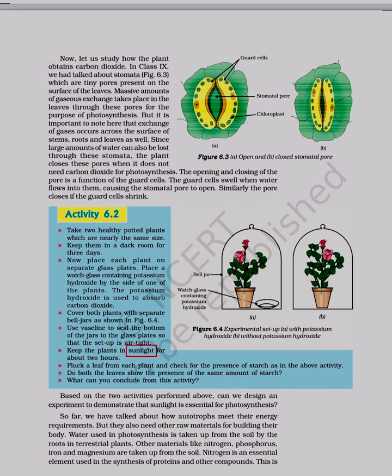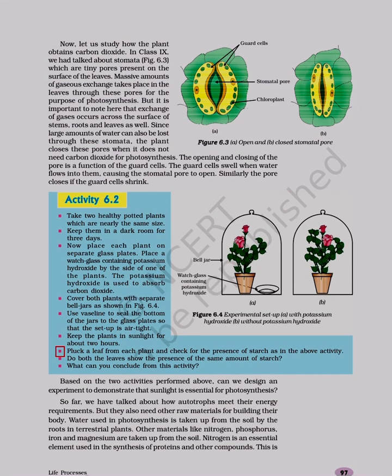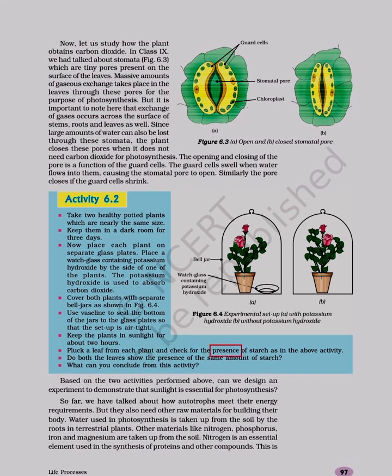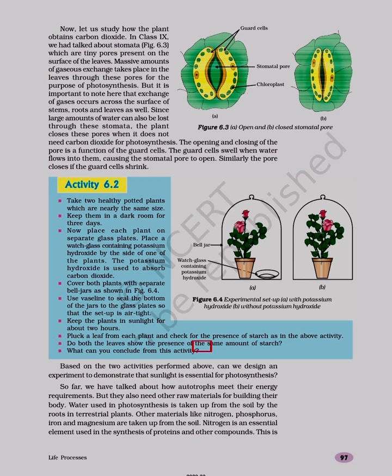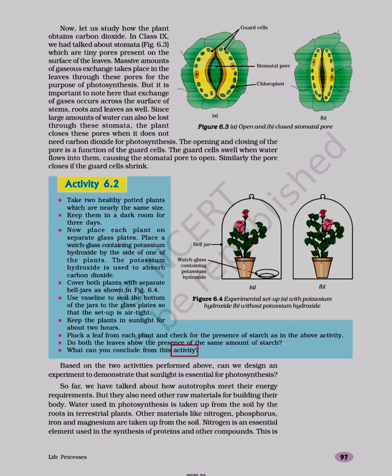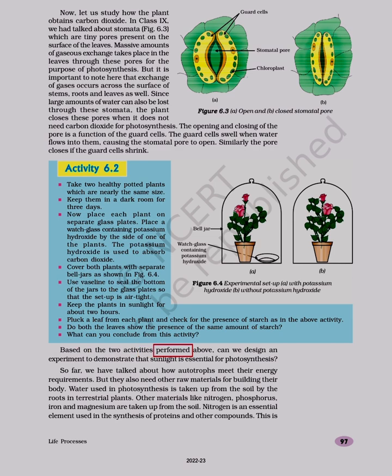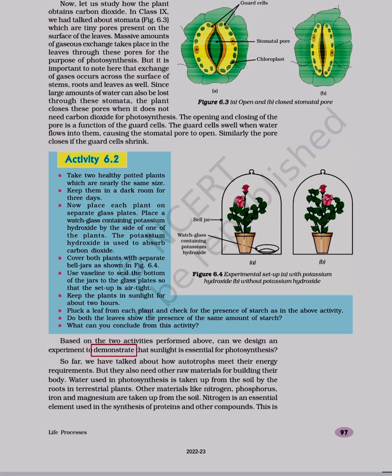And keep the plants in sunlight for about 2 hours. And pluck a leaf from each plant and check for the presence of starch as in the above activity. Do both the leaves show the presence of the same amount of starch? And what can you conclude from this activity? Activity 6.2. Figure 6.4: experimental setup, A with potassium hydroxide, B without potassium hydroxide. Based on the 2 activities performed above, can we design an experiment to demonstrate that sunlight is essential for photosynthesis?